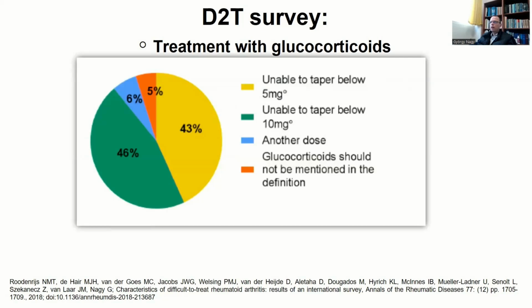We also asked our colleagues if we should include treatment with glucocorticoids as a criterion, and here we had several options as well. The most selected option was unable to taper below 10 milligram prednisone or equivalent, and a little bit less selected, unable to taper below 5 milligram prednisone or equivalent daily doses. So most colleagues suggested that yes, we should include glucocorticoid treatment with either 5 or 10 milligram or another dose. That was picked by 95% of the respondents.